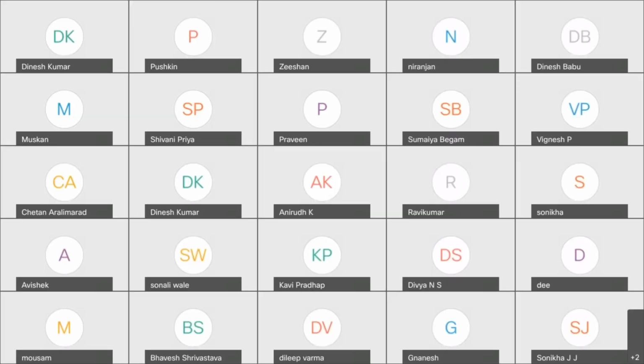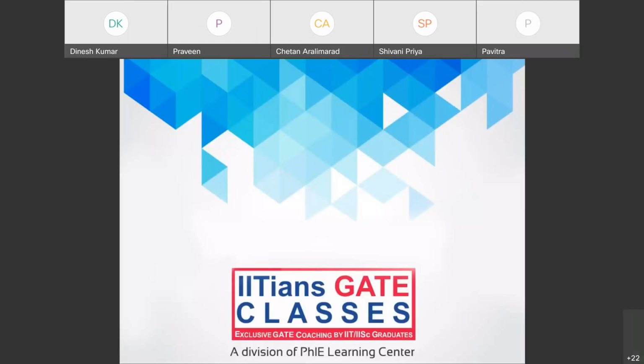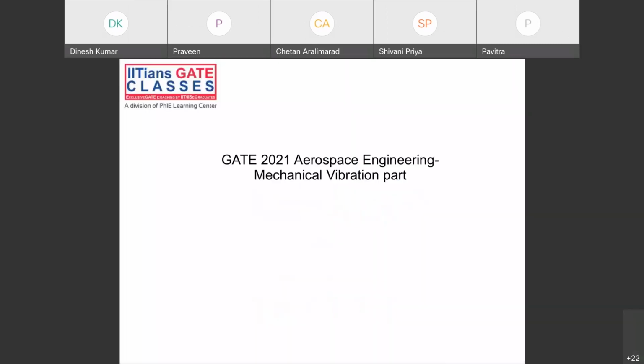Mechanical engineering, GATE 2021 aerospace engineering mechanical vibration questions. There are a total of 4 questions.